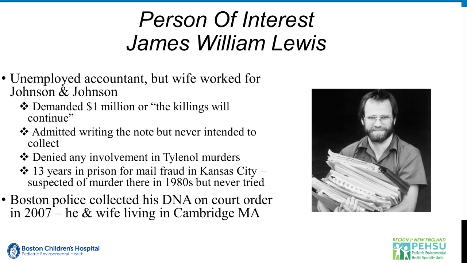This gentleman, James William Lewis, was with his wife in St. Louis. He was an accountant who was convicted of extortion of some of his clients. He had sent several letters to Johnson & Johnson demanding $1 million or the killings will continue, in quotes. He admitted to writing those extortion notes, but he never intended to collect. He denied any cyanide involvement in the Tylenol murders.